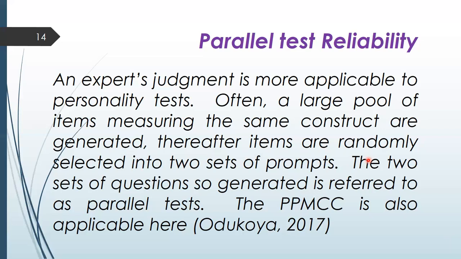And for this case also, you are going to use the PPMCC, because it's almost following the same pattern as the test-retest. So you use the PPMC, that is the Pearson product moment correlation coefficient. And of course, if your result is very close to 1 and is positive, that is an indication that your instrument is having a strong reliability.